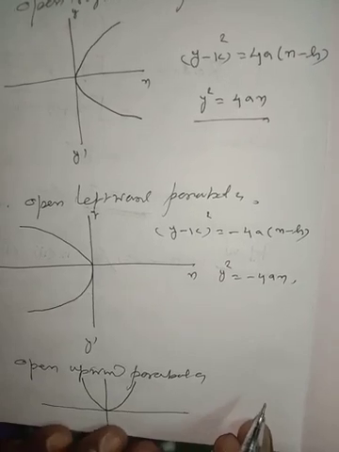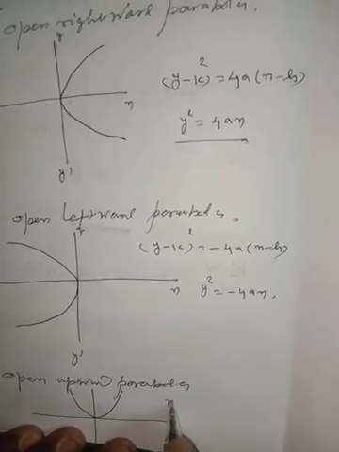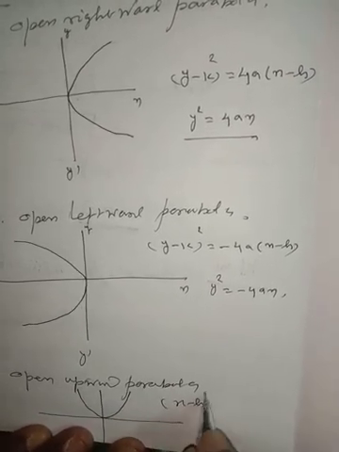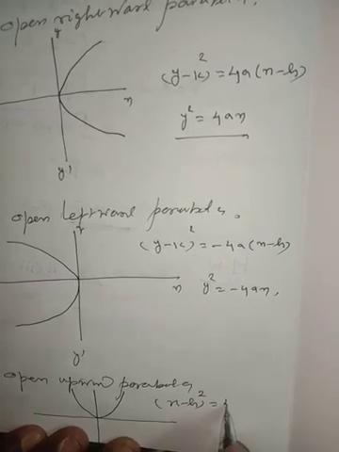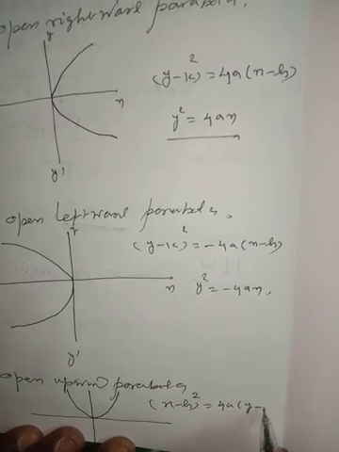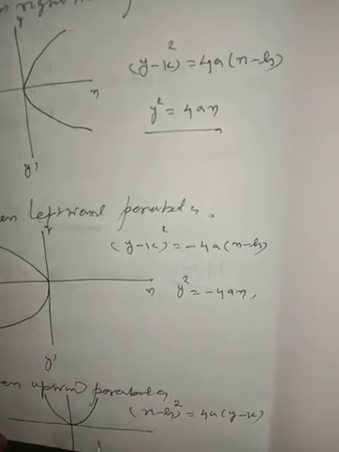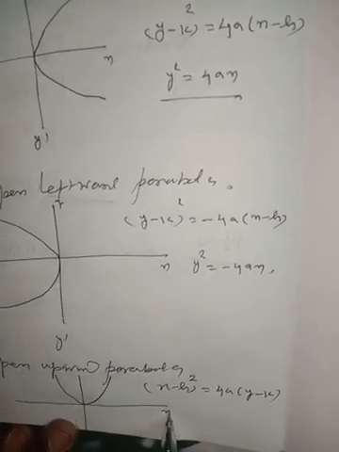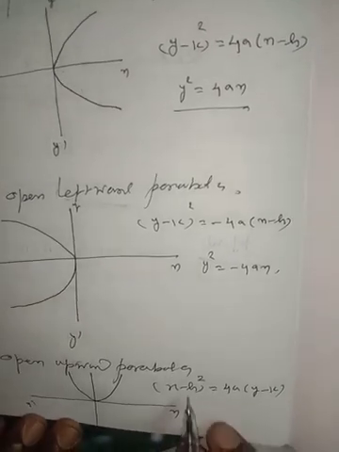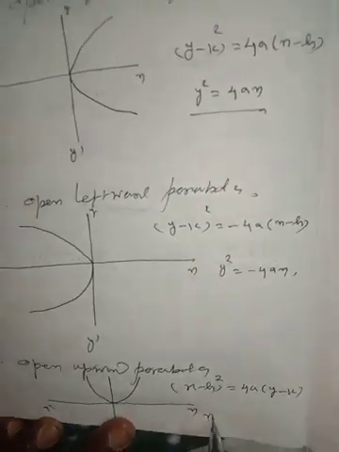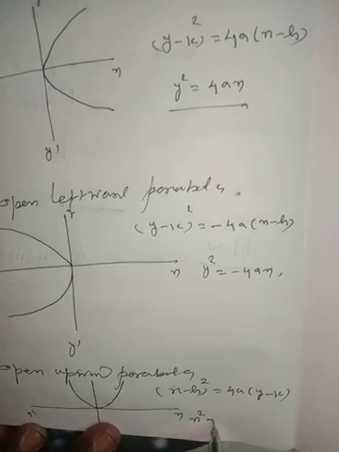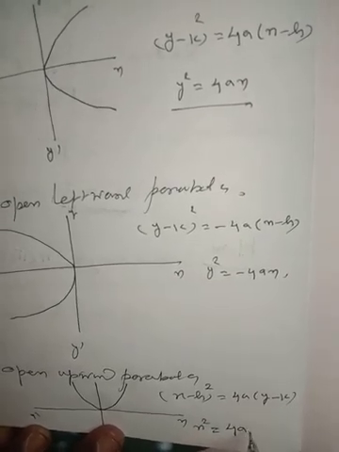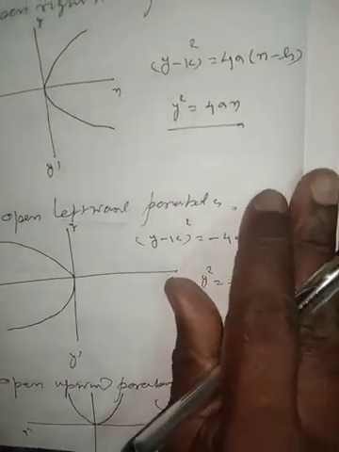The general equation of the open upward parabola is x minus h whole square is equal to 4a into y minus k. In this case, the parabola passes through the origin, therefore h and k are 0, 0, and x square is equal to 4a into y.